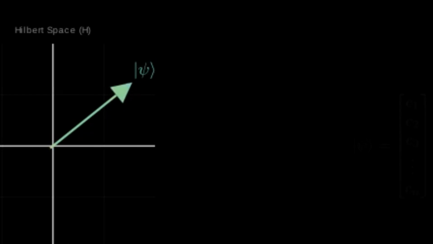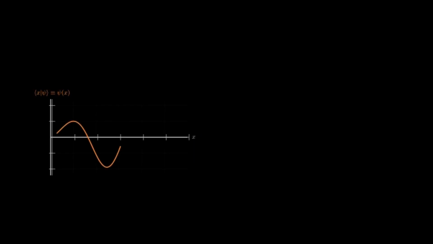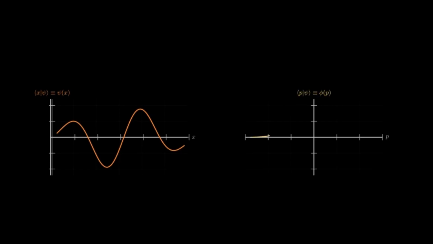But how do we get the familiar wave functions we see in textbooks, like a function of position or momentum? We get them through projection. If we take our abstract state vector and project it onto a basis of definite positions, the components give us the position wave function, psi of x. If we project that exact same state vector onto a basis of definite momenta, it reveals the momentum wave function, phi of p. The wave function is simply our state vector expressed from a specific point of view.